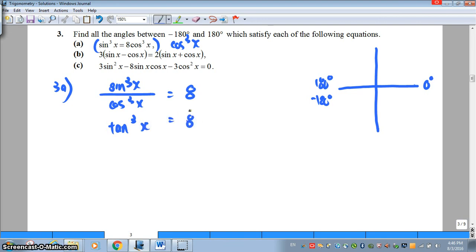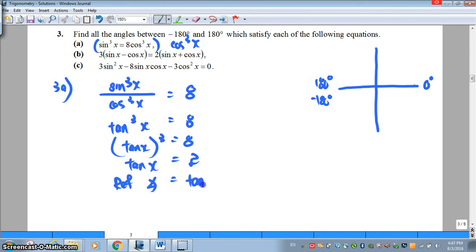Take note, tangent cube x is the same as tangent x, the whole term to the power of 3. So if we want to find out the value of tangent x, you have to cube root on both sides. You'll get the value of 2 on the right hand side. So now, we are ready to find the reference angle. Tangent inverse of 2. Same thing in your degree mode.